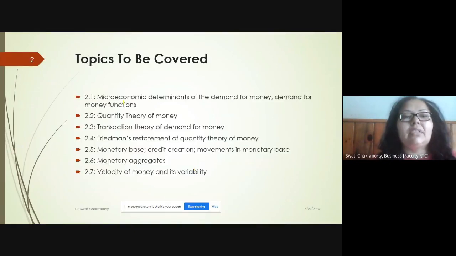We have microeconomic determinants of demand for money and demand for money functions, quantitative theory of money, transaction theory of the demand for money, Friedman's restatement of quantitative theory of money, monetary base, credit creation, movements in monetary base, monetary aggregates, and velocity of money and its variability. So in the first part, we will do the first three topics.